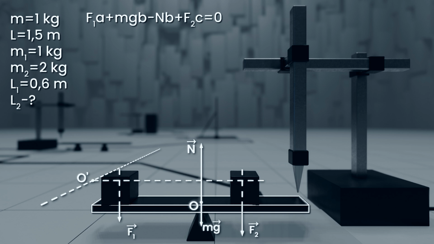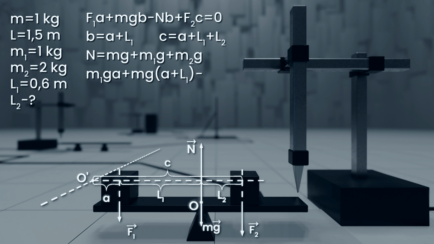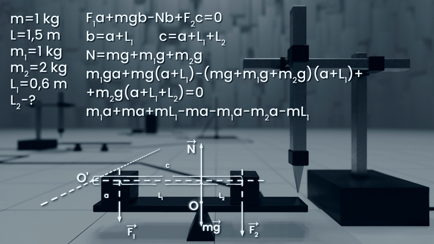We can express the lever arm of gravitational force and the normal force as the sum of A and L1. The lever arm of F2 is the sum of A, L1 and L2. From Newton's first law we know that normal force is equal to the sum of forces F1, F2 and mg. Substituting this into the torque equation, simplifying and combining like terms, we arrive at the same result as before. This confirms that the choice of pivot doesn't affect the final answer.